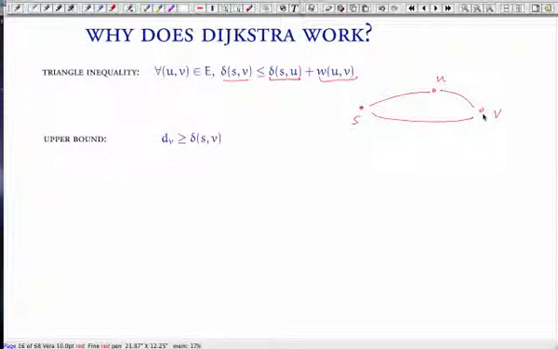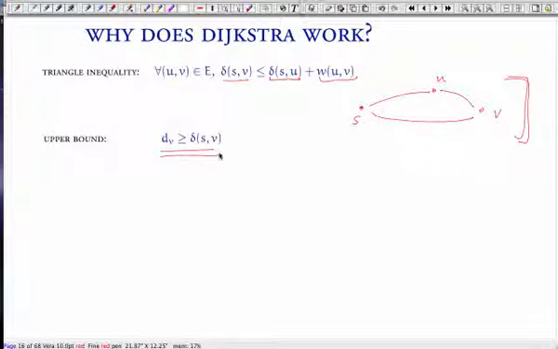In other words, the shortest path is no larger than any given path. And any given path means you can take any path and break it down into first go to U and then take that last edge from U to V. So keep this in mind, as when we talk about negative edge weights, we'll use this fact again.